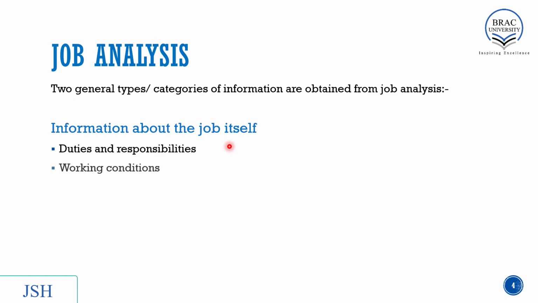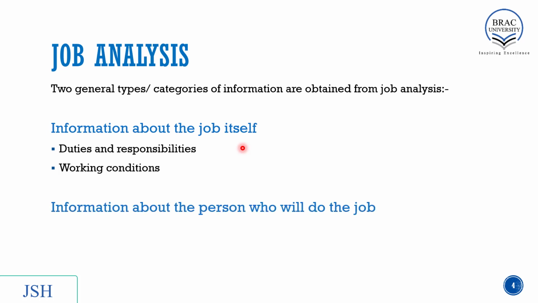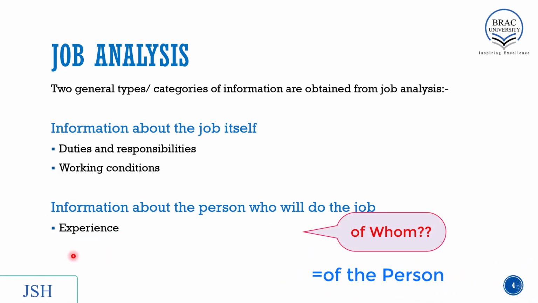Then we also got to know about the working conditions. Now, the working conditions of what? Working conditions of the job itself. So these two things are information related to the job itself. On the other hand, we also got information about the person who will do the job. So in the last video, we discussed work experience. Remember? Well, it is the experience of whom? Obviously, it is the experience of the person who will do the job.